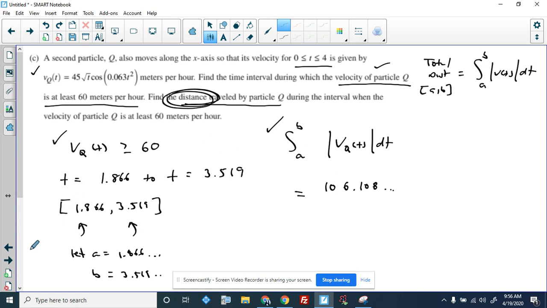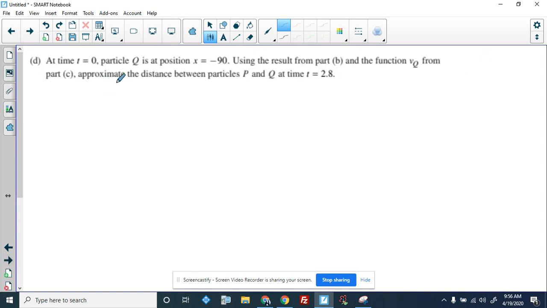All right, so let's go on to the last question, which is another solid question. So it says, all right, at time t equals 0, particle q is at position x equals 90. So that's good stuff.